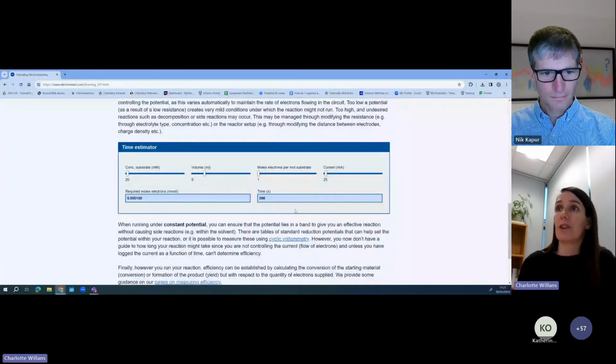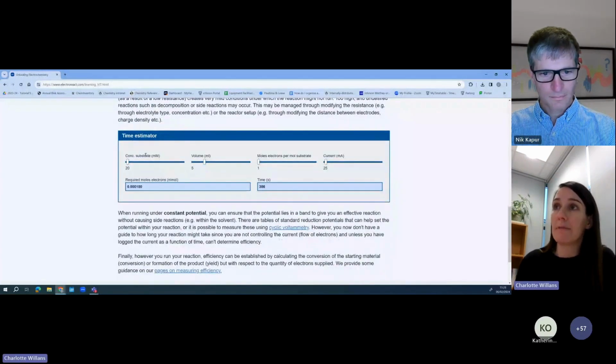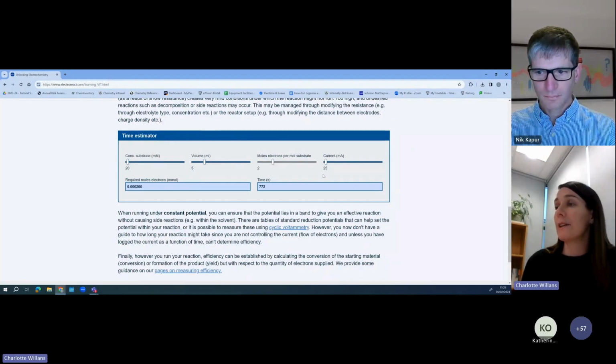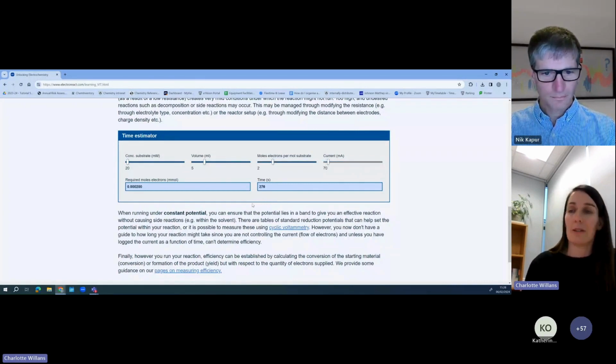Similar to that, there's a time estimator. Again, you can add the concentration of your substrate and the volume, so you know how many moles of electrons you need. It might be a 1 electron process, a 2 electron process, etc. The current that you're giving it, and it tells you how long you need to run the reaction for to deliver that number of electrons to the reaction. So you can see if you increase the current of the reaction, you decrease the time that you need to run that for.